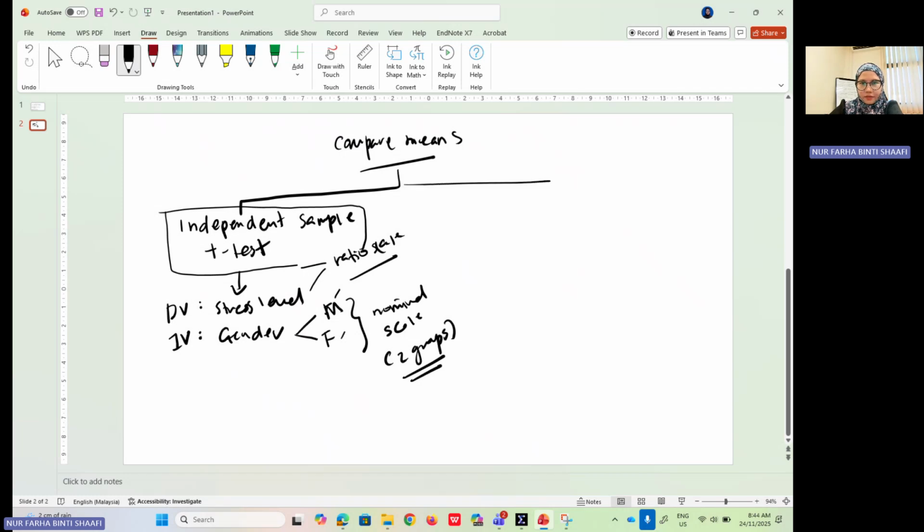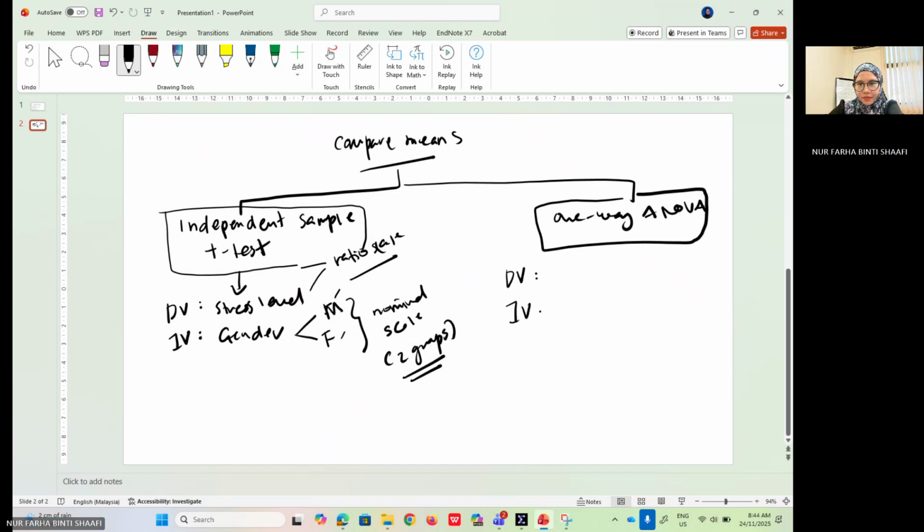What if you're using one-way ANOVA analysis? We use this analysis where you have a DV and an IV, where your DV should be in ratio or interval scale, and your IV, you need to have in nominal scale, but the groups in nominal scale for the IV should be three or more groups.